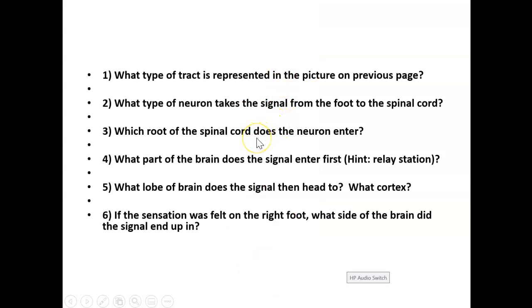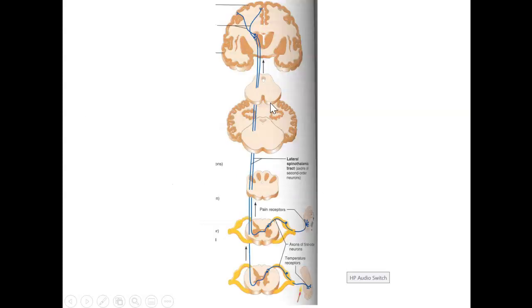So which root of the spinal cord did the neuron enter? It entered the dorsal root. Now this is a sensory signal. So if you go back to your brain parts, one of the things you will learn is the thalamus is a relay station. If the signal's going to head up there, the thalamus is going to decide, first of all, whether it's important enough to send the signal on. And then if it does, it's going to send it to the sensory cortex of the parietal lobe. And if that does not ring a bell, then you need to go back again and go through those brain parts and their functions.